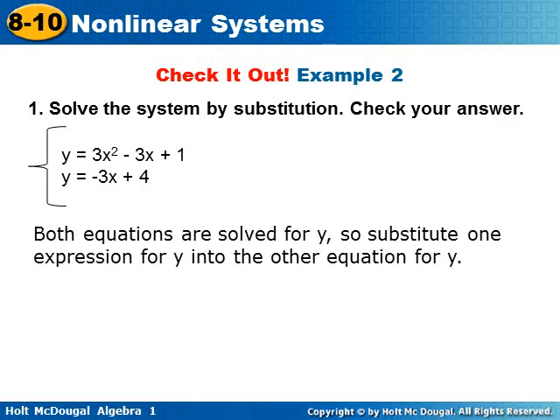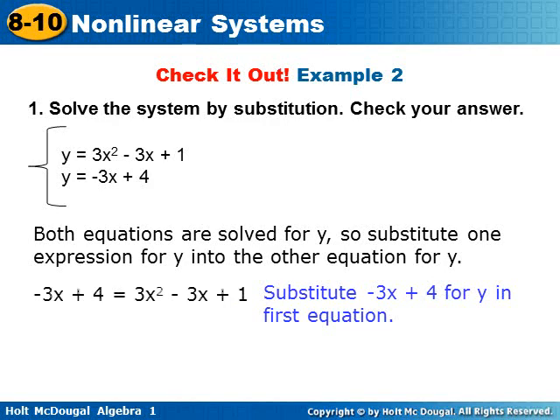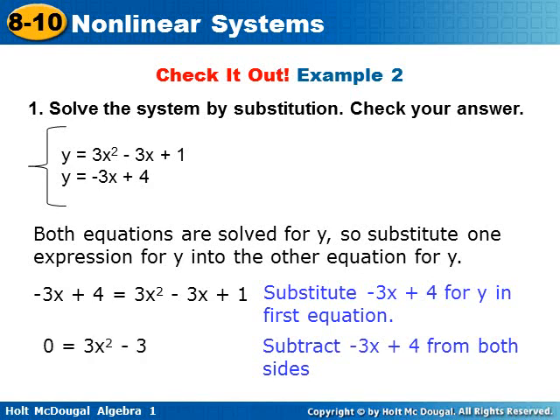So both equations are solved for y. We're going to substitute one expression for y into the other equation for y. So we're going to substitute negative 3x plus 4 for y in the first equation, and we get negative 3x plus 4 equals 3x squared minus 3x plus 1. So we're going to subtract negative 3x plus 4 from both sides, and we're going to get 0 equals 3x squared.